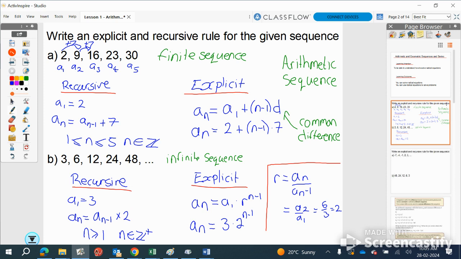So is this an arithmetic sequence or not? No. So this is geometric. Why? In an arithmetic sequence, you add a common difference. With a geometric sequence, you multiply by a common ratio. This is what we call the common ratio, and this is a geometric sequence.